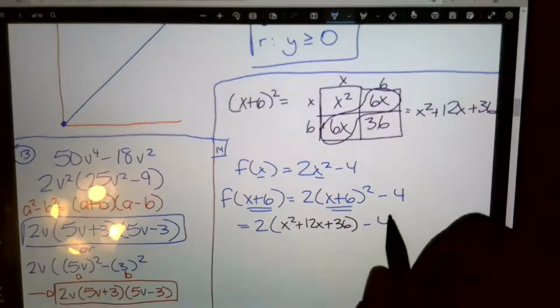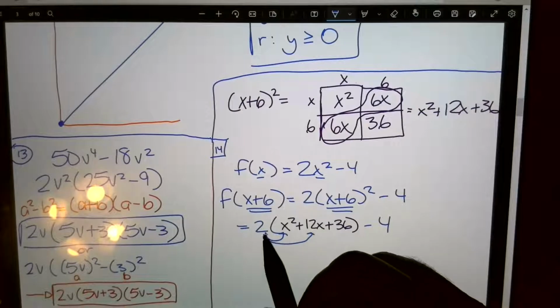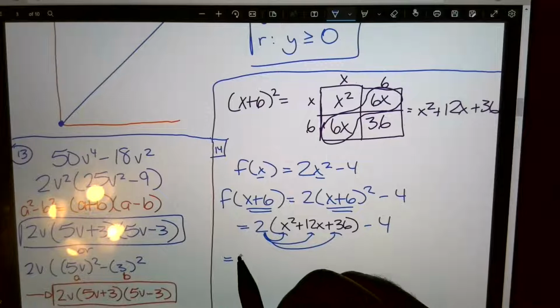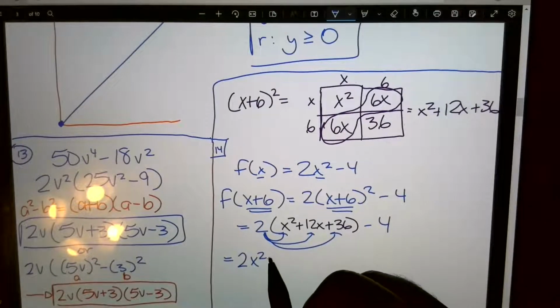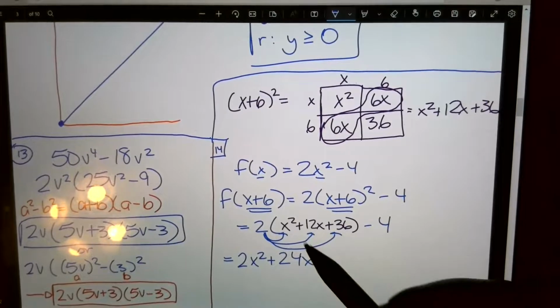So here we'll say 2 times x squared plus 12x plus 36 minus 4. This 2 on the outside goes to everything. That's called the distributive property. 2x squared plus 24x.